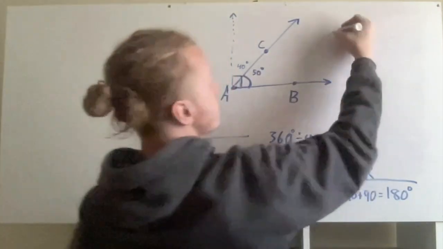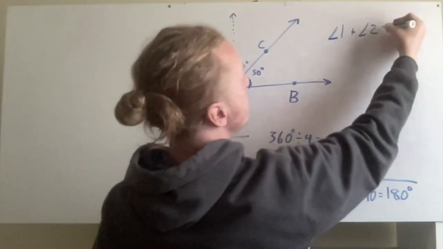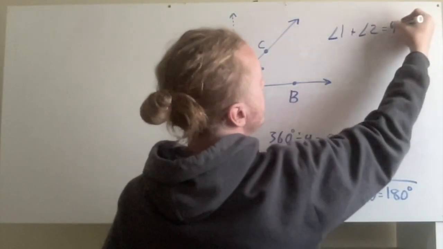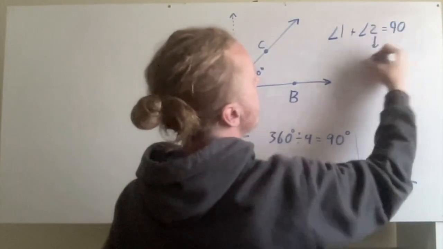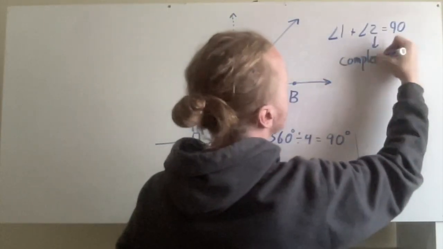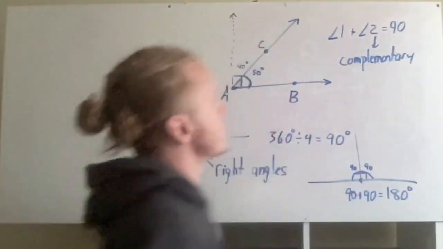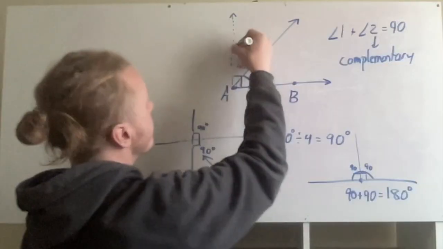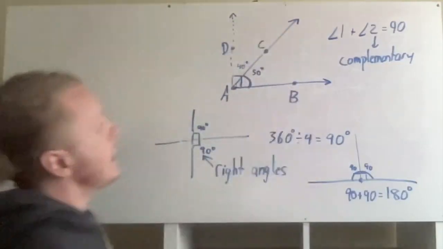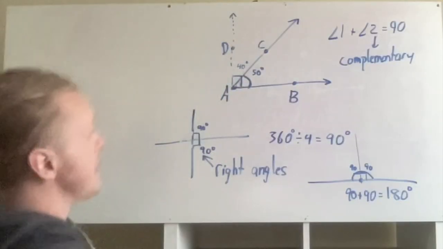When two angles, if angle 1 and angle 2 add up to 90 degrees, we say that they are complementary angles. Complementary angles. So let's go ahead and name each of these angles. These two angles are complementary. Well, what are the names of these angles?